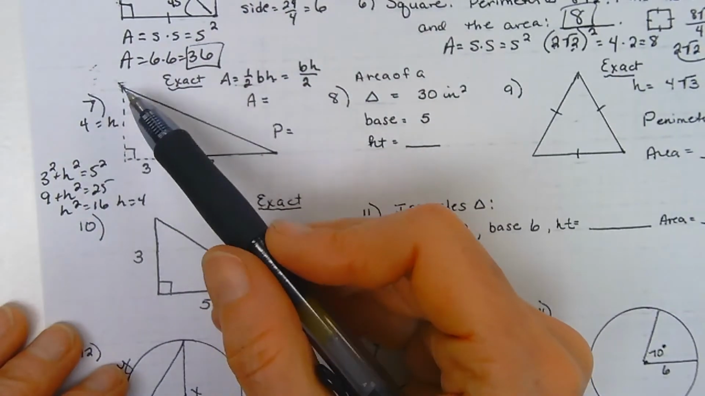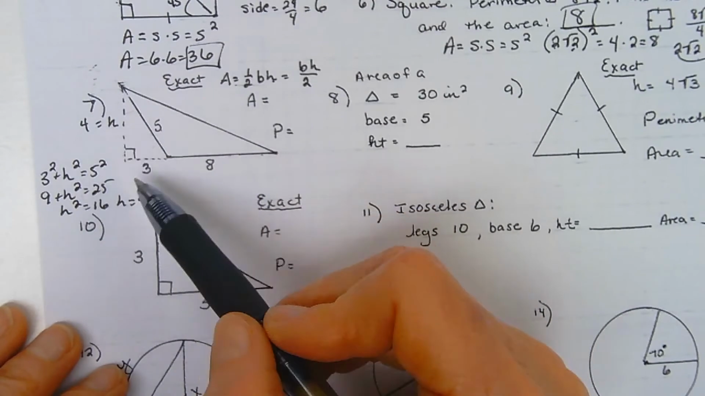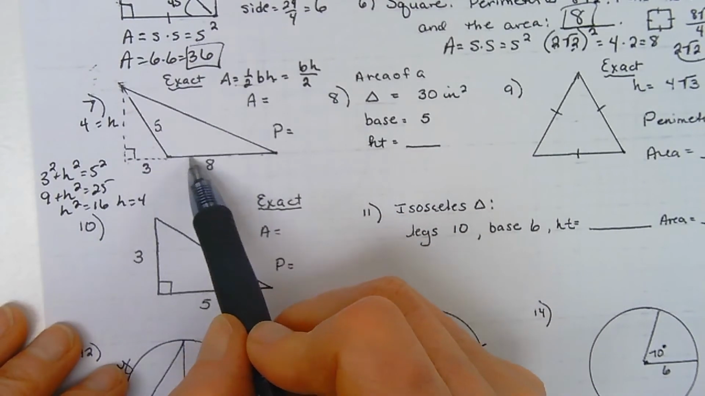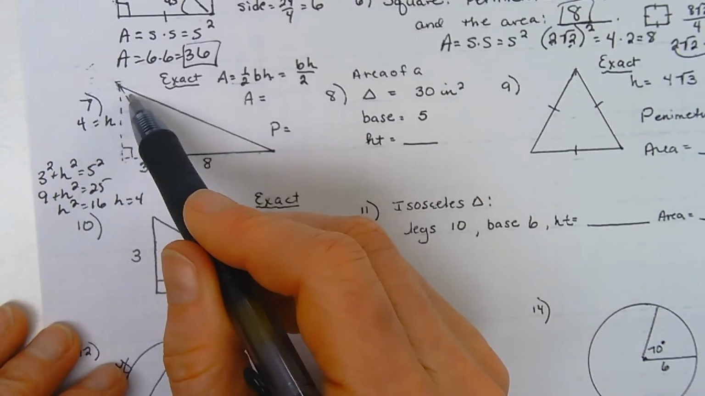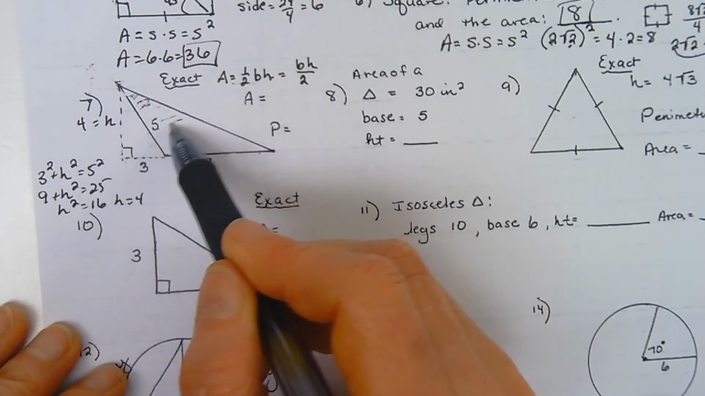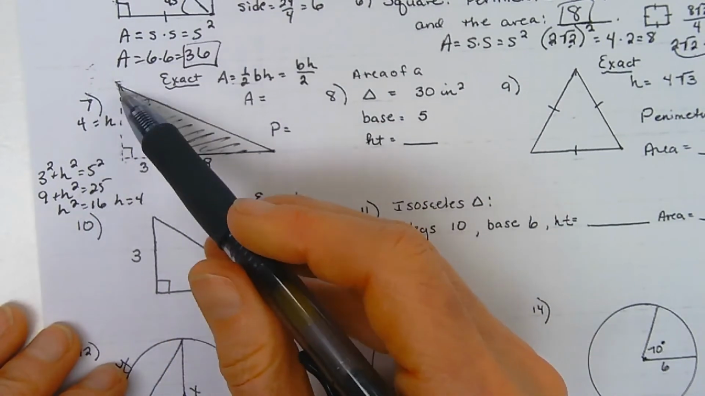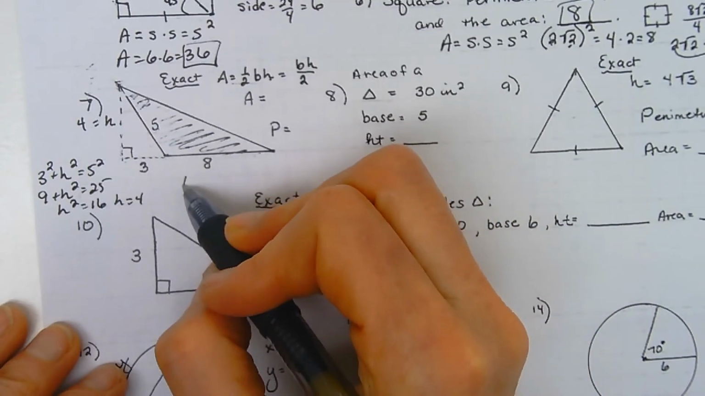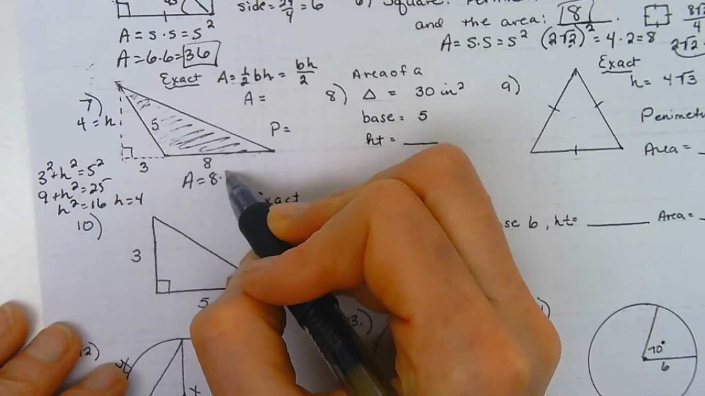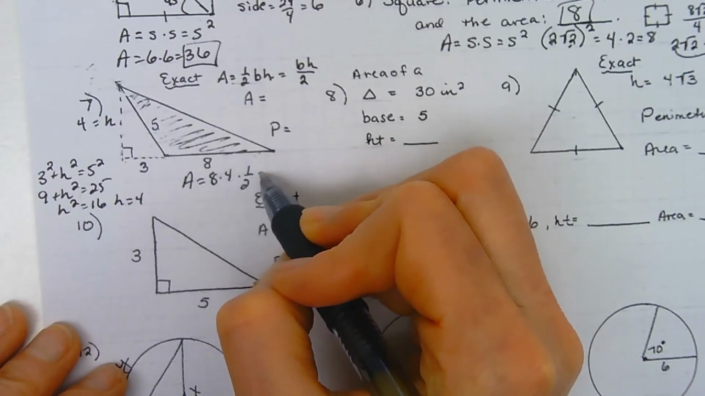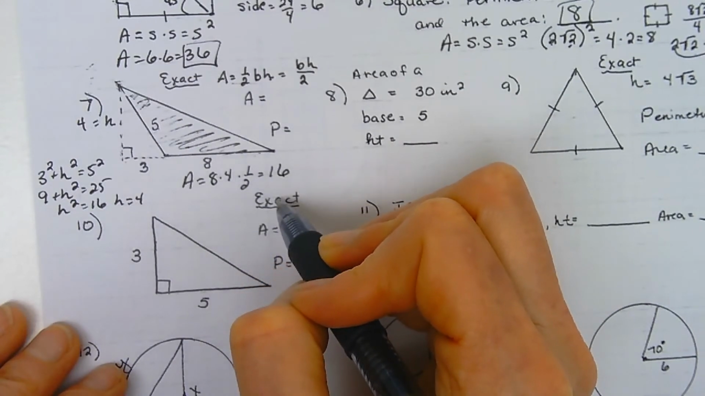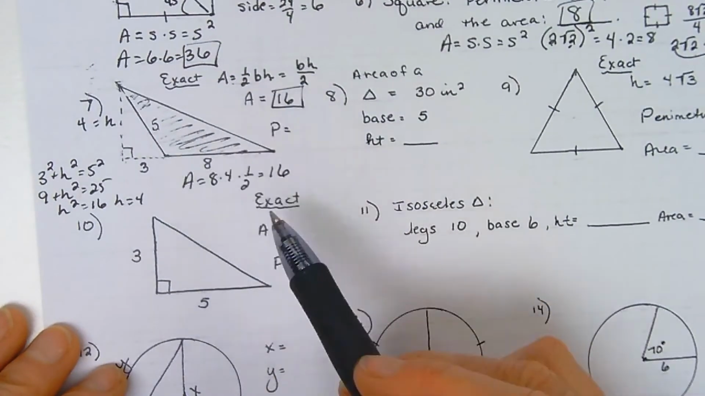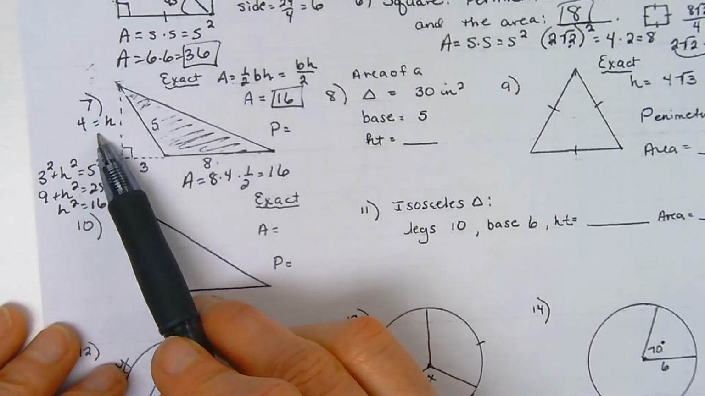So on this triangle, I have the height is 4, and the base to that height is just 8. Not the 8 plus 3, just 8. We're trying to find the area of just this triangle. The height falls outside. So 8 times 4 is 32, times a half is 16. So the area is 16. The area of that triangle. 8 times the height times a half.